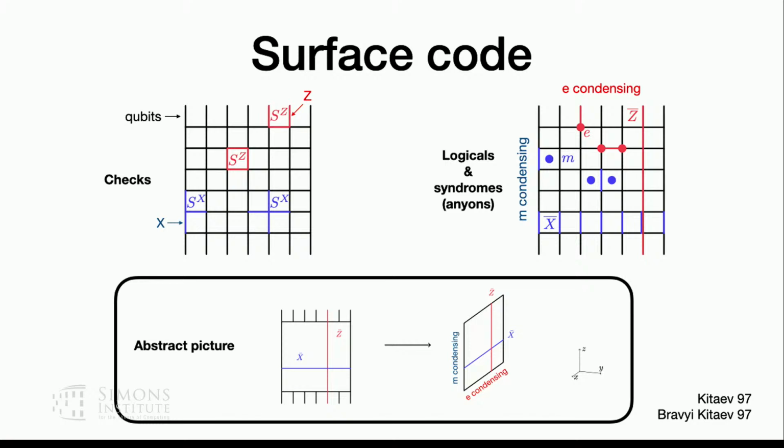So my X operators are going to run along my X-axis in my 3D coordinate system. My Z operators will run along the Z-axis. And I'm not going to mark that every time I have such a directed edge, it's going to be M condensing. You just have to remember that.